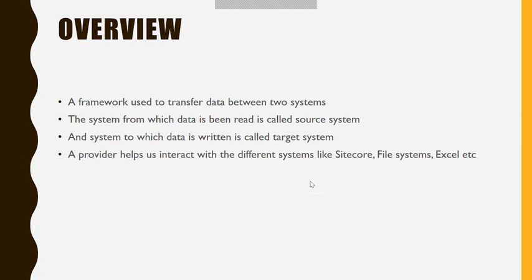So, what is data exchange framework? Data exchange framework is a framework which is used to transfer data between two systems. Here, either of the systems can be Sitecore. The system from which data is read is the source system, and the system to which data is written is called the target system. Sitecore can act as either source or the target, and it's not mandatory that Sitecore has to be either a source or a target. Data exchange framework can work without Sitecore as a target or a source. So it can be used to transfer data between any two systems.